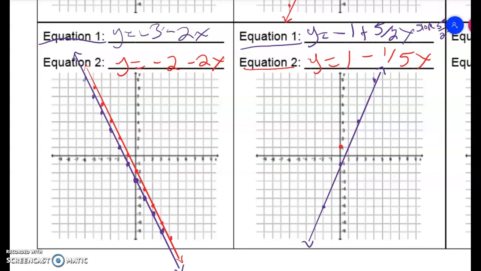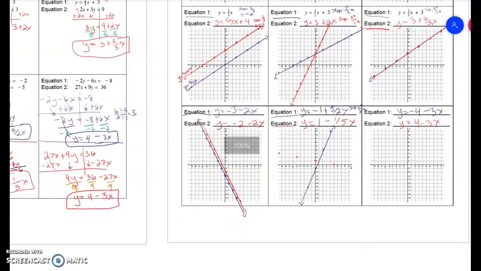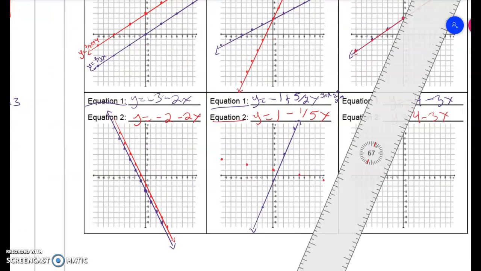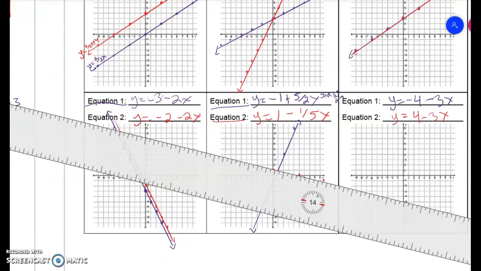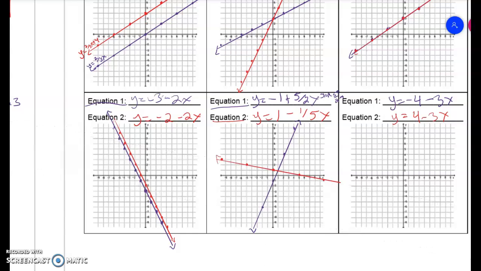1, 2, 3, 4, 5. Okay. Then if I did the opposite way, I'd go up 1 and over 1, 2, 3, 4, 5. Oops. Alright. So, now we're going to draw our line. And you can see that this one intersects right at some point. And now my last one.